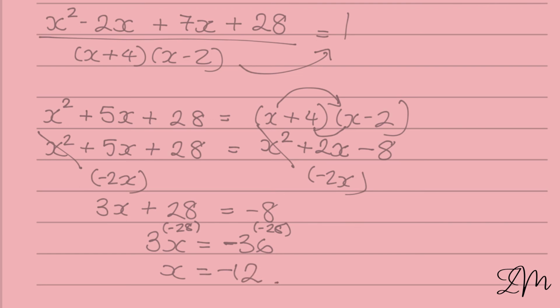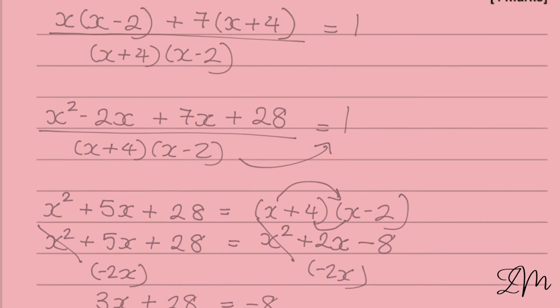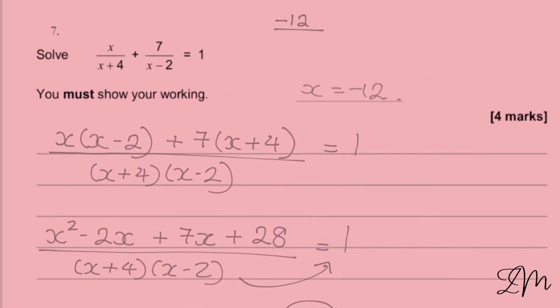Now, if you ever get time, you should always check your answers. And that's not necessarily by checking your working, that's by substituting it back in. So we've got minus 12 over minus 12 plus 4 plus 7 over minus 12 minus 2.